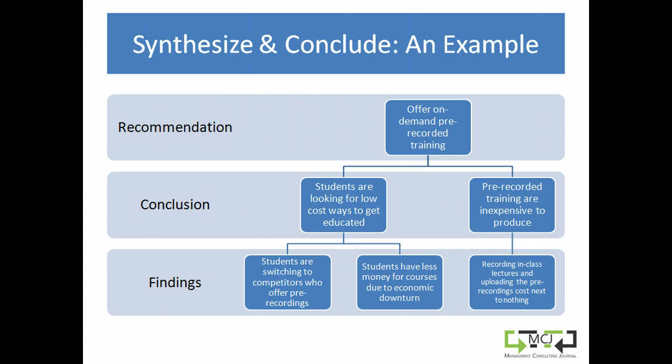This is because students are looking for low-cost ways to educate themselves, and we already see the shift of them switching to competitors who are offering these $30 pre-recorded courses. And that's one of the reasons why we experience a loss of students. And also the students are becoming more money conscious due to the downturn in the economy. And another reason why you should offer the pre-recorded training is because it's inexpensive to produce.